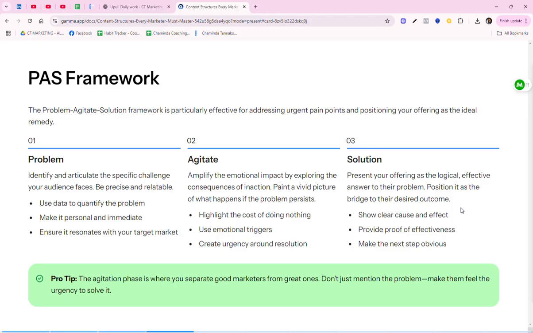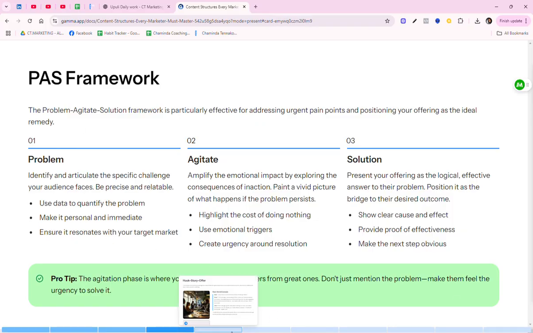And we can provide testimonials here. You can see other people have done it, which means you can also do it. Here's a pro tip. The agitation phase is where you separate good marketers from great ones. Here we are not just mentioning the problem, we are making them feel the urgency to solve it. Are you tired of not feeling confident? Are you tired of feeling lethargic? So that is how we use the agitation phase.